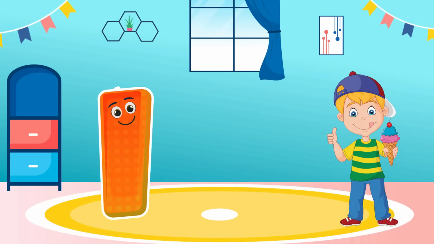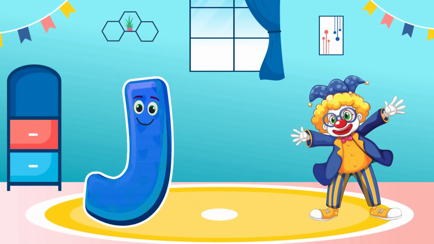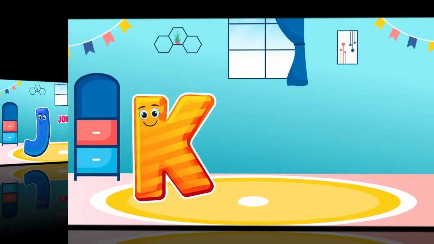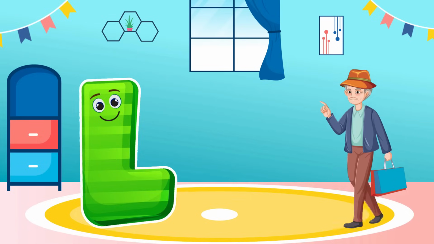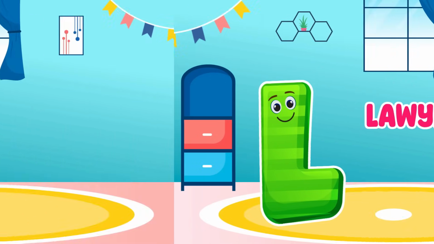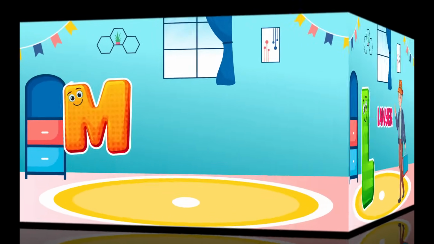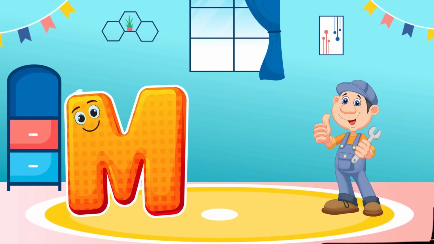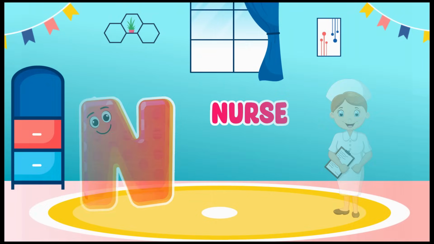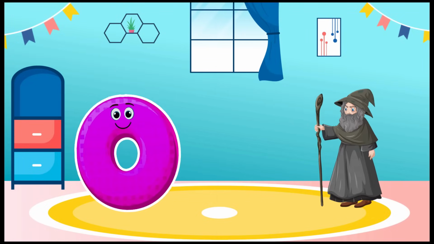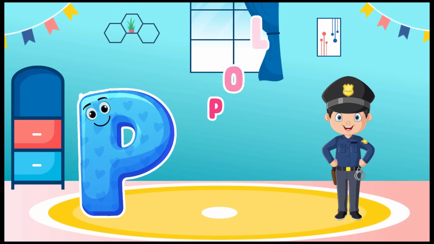I is for ice cream man. Ice cream man. J is for joker. Joker. K is for king. King. L is for lawyer. Lawyer. M is for mechanic. Mechanic. N is for nurse. Nurse. O is for orthoptist. Orthoptist. P is for police. Police.